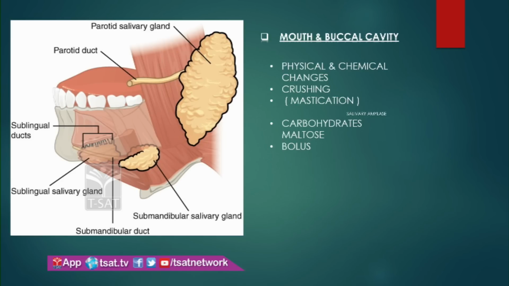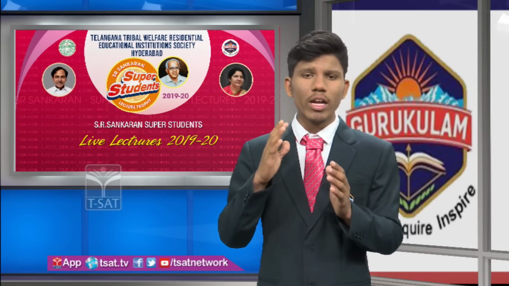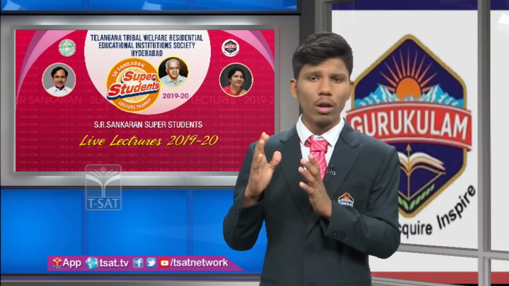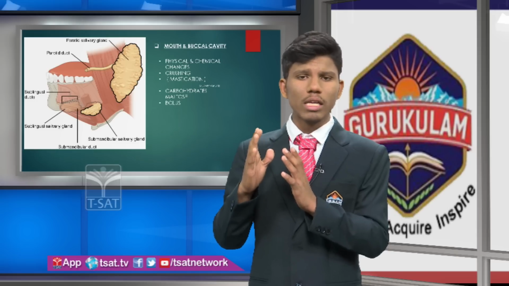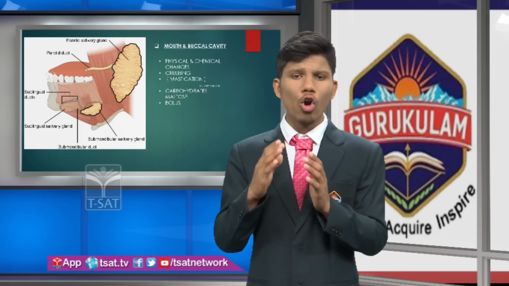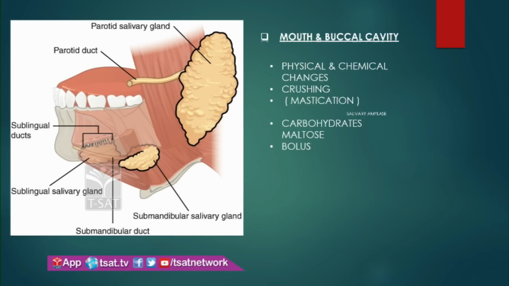Once again, submandibular, parotid and sublingual. The submandibular is located at the side of the jaw, the parotid is located at the side of the ear, and the sublingual is located below the tongue. These 3 pairs of salivary glands release an enzyme called ptyalin or salivary amylase, which acts on carbohydrates to convert them into simple maltose.